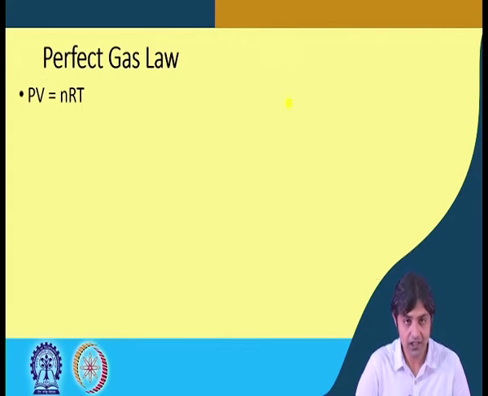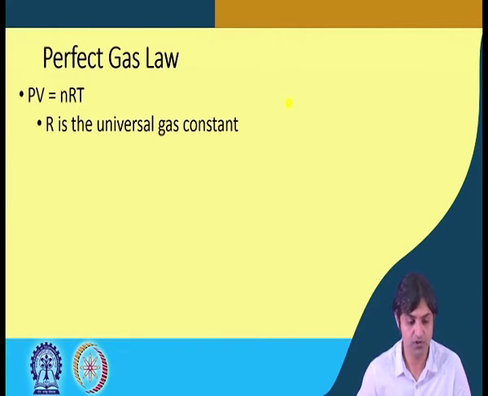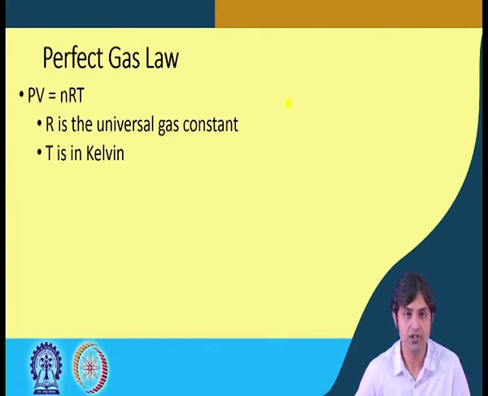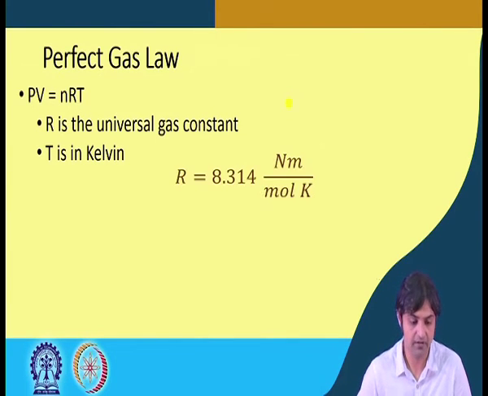So what does it say? If you remember, it says PV = nRT, where P is pressure, V is volume, R is the gas constant, T is temperature, and n is the number of moles. R is the universal gas constant. Temperature is taken in Kelvin. The value of R is given as 8.314 Newton meter per mole Kelvin.